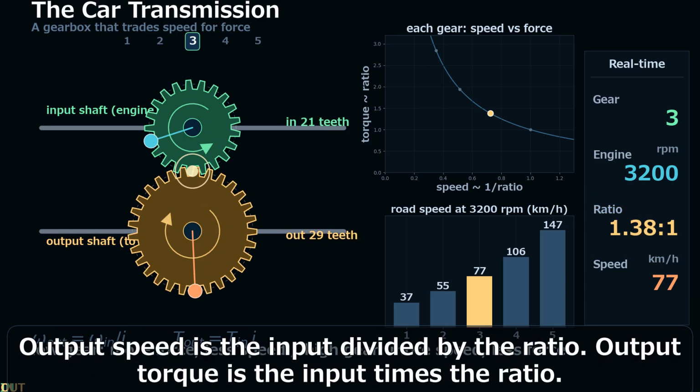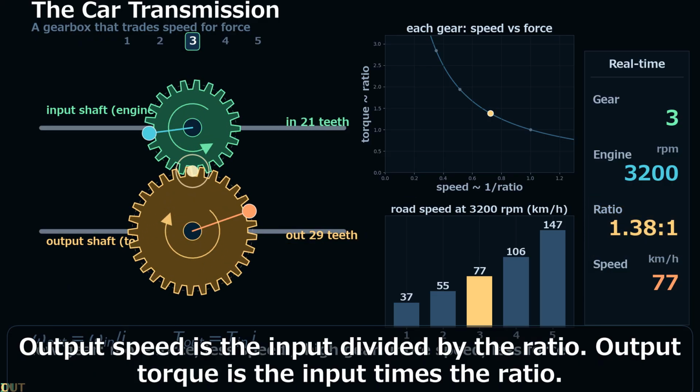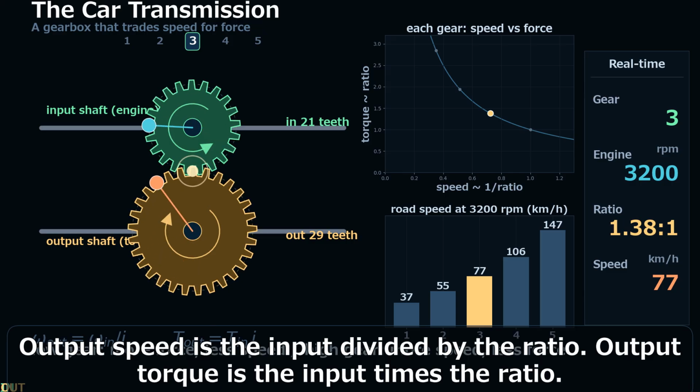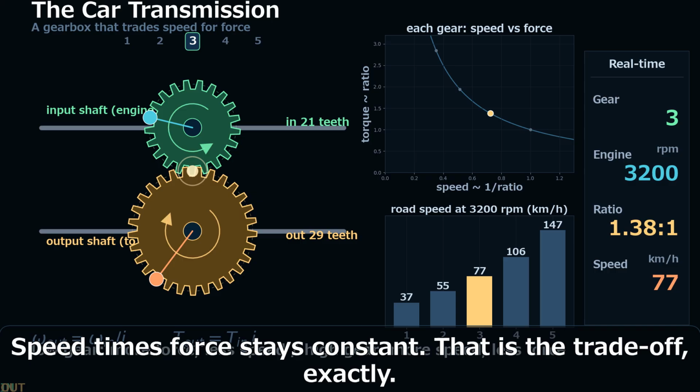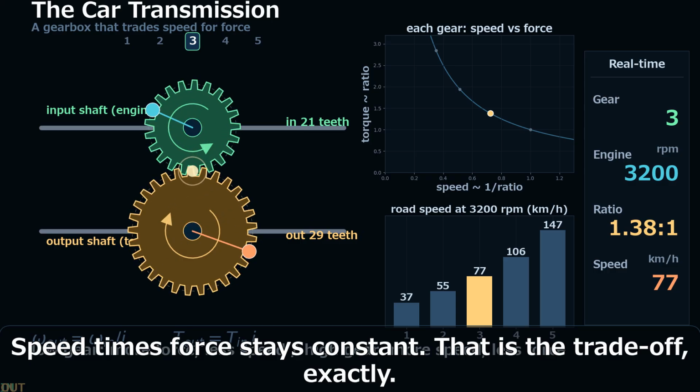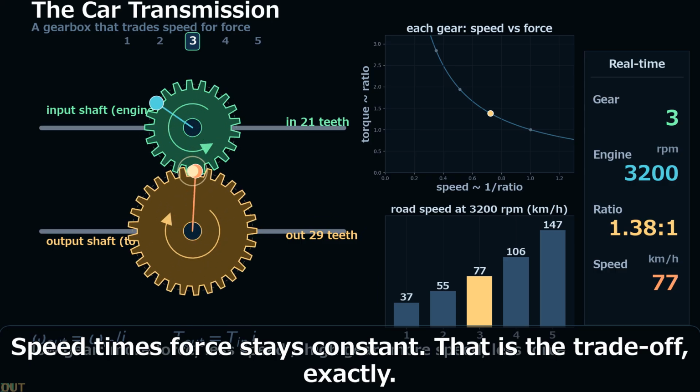Output speed is the input divided by the ratio. Output torque is the input times the ratio. Speed times force stays constant. That is the trade-off, exactly.